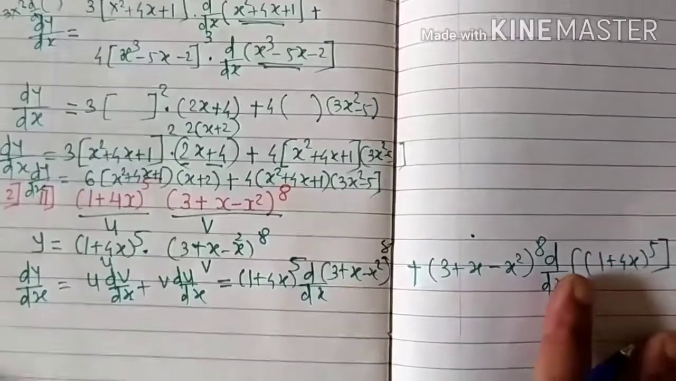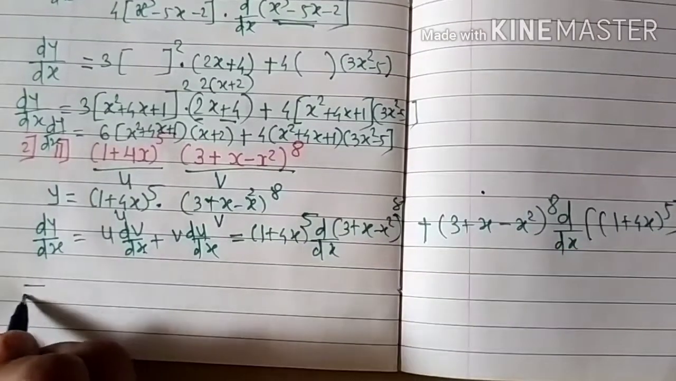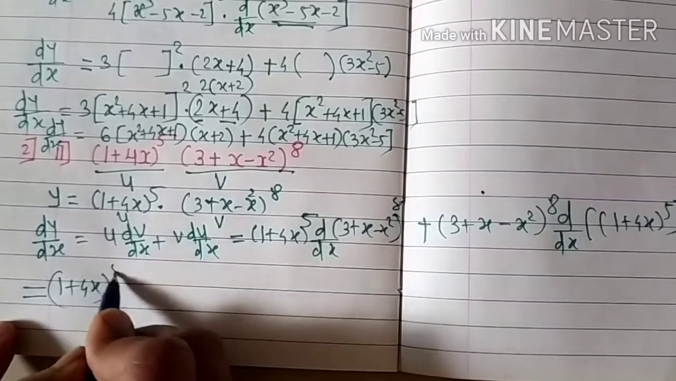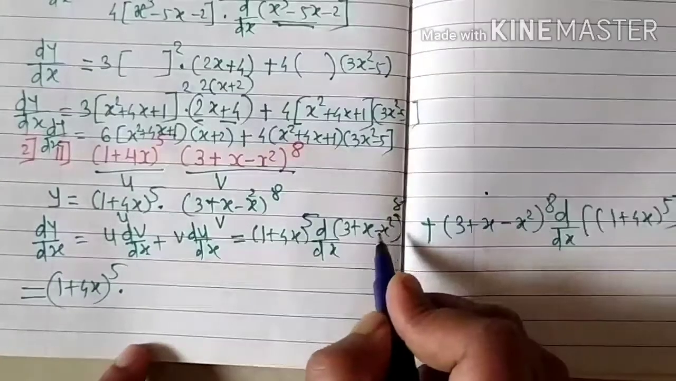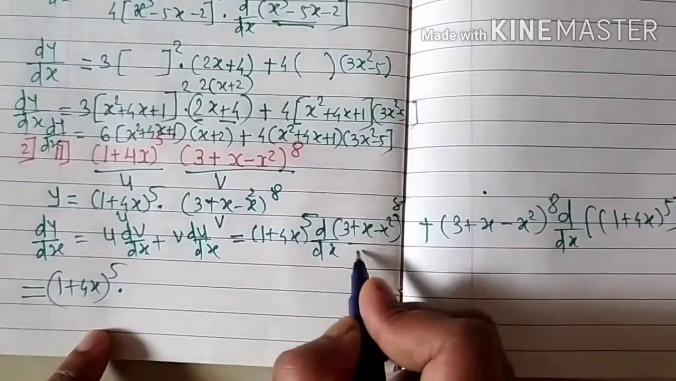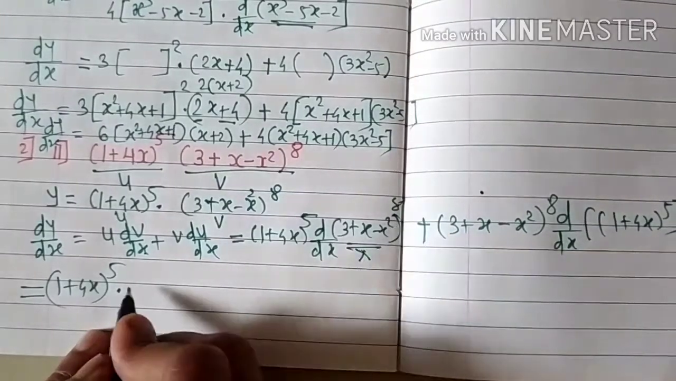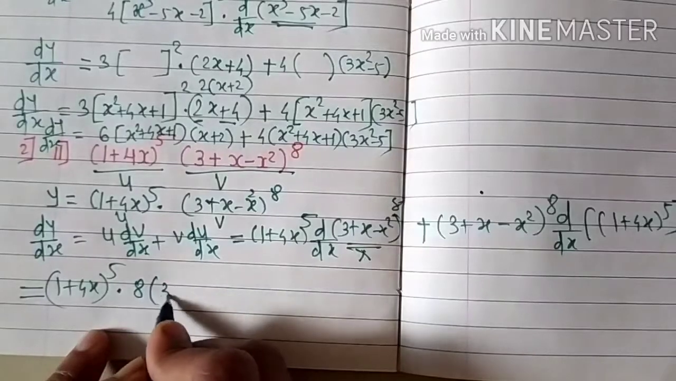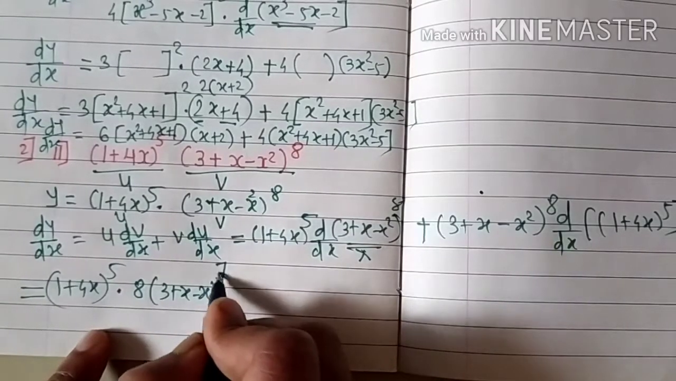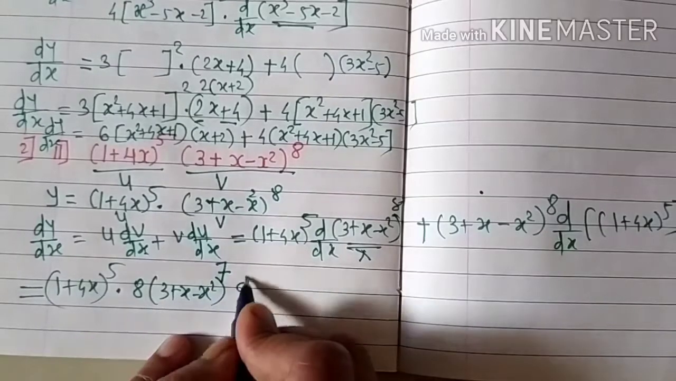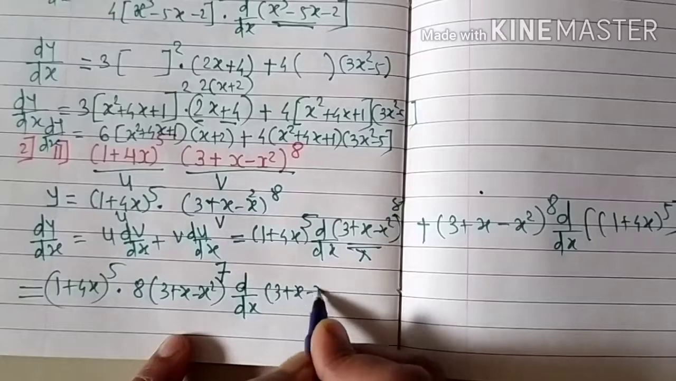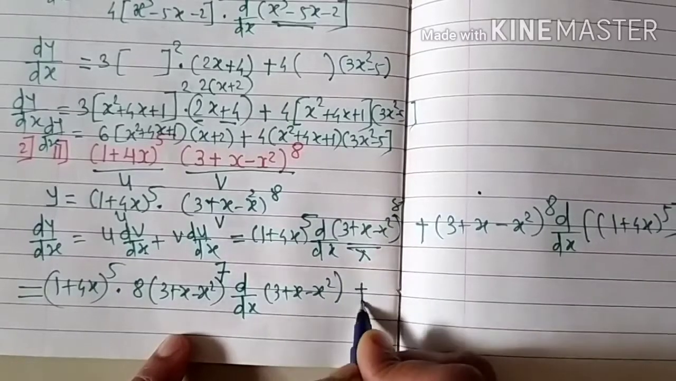Then we find the derivative. Therefore we get the constant (1 plus 4x) raised to power 5 into the derivative of this. This is of the x raised to 8 form, so if you consider this as x raised to 8, it means 8 into (3 plus x minus x square) raised to power n minus 1, that is 7, into the derivative of this, that is d/dx of (3 plus x minus x square), plus.